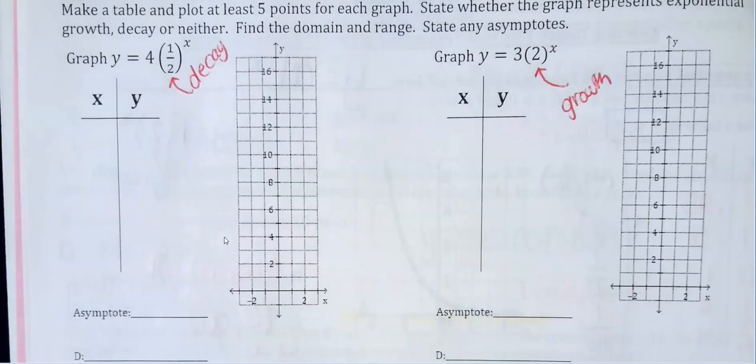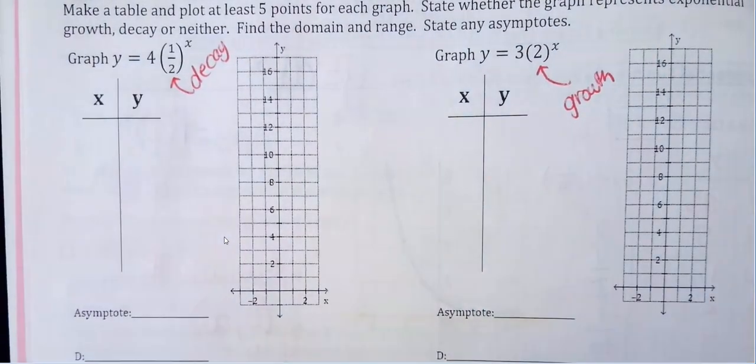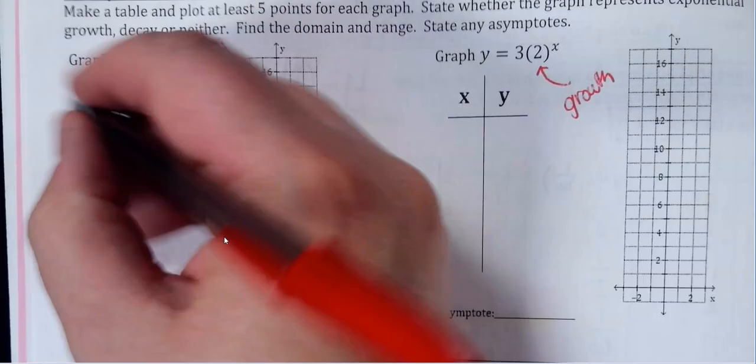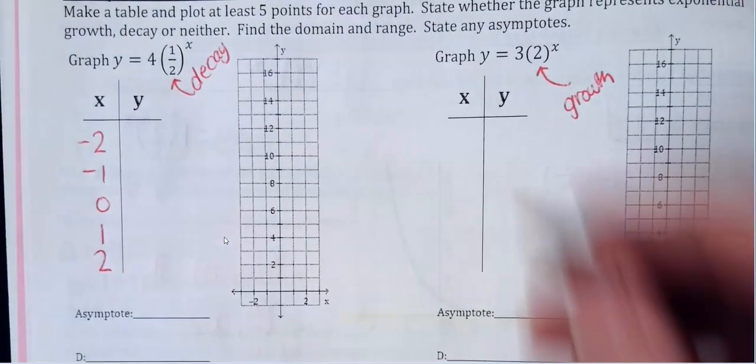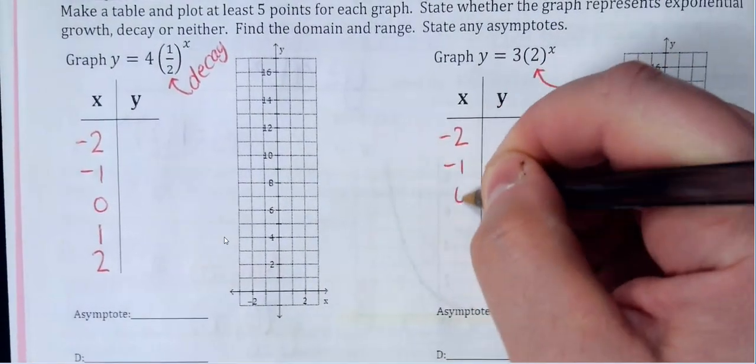So I'm just going to make the 2 tables for these 2 graphs. You could do this by hand if you want to, but I would recommend you use -2, -1, 0, 1, 2 for all these graphs today. There's no shifting going on. We're going to talk about that later.